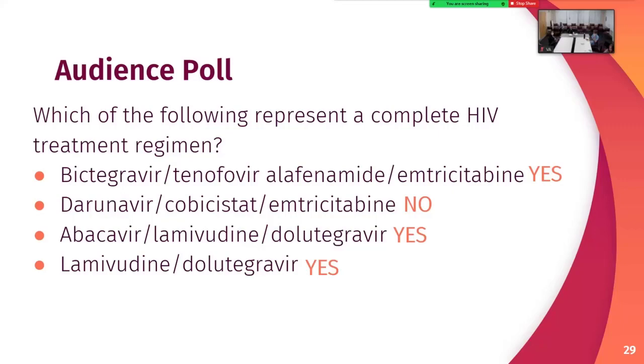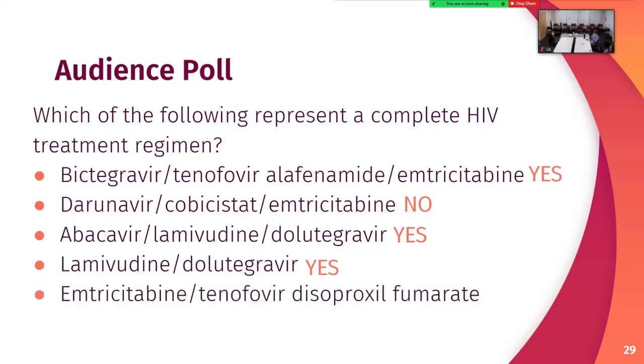Okay, and then our last one, this one might be a little tricky, our emtricitabine and tenofovir disoproxil fumarate. Raise your hand if you do think this is a complete drug regimen. Okay, and then raise your hand if you don't think this is a complete drug regimen. Correct, so this is going to be our PrEP product, so our Truvada. So this is not going to be used for patients with active HIV infection that are HIV positive.